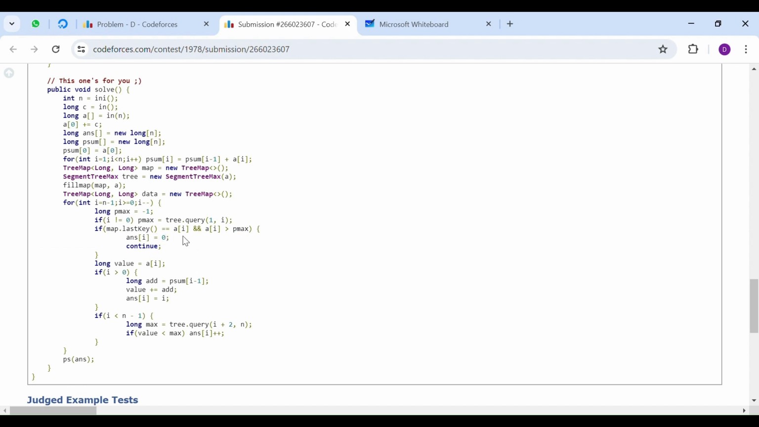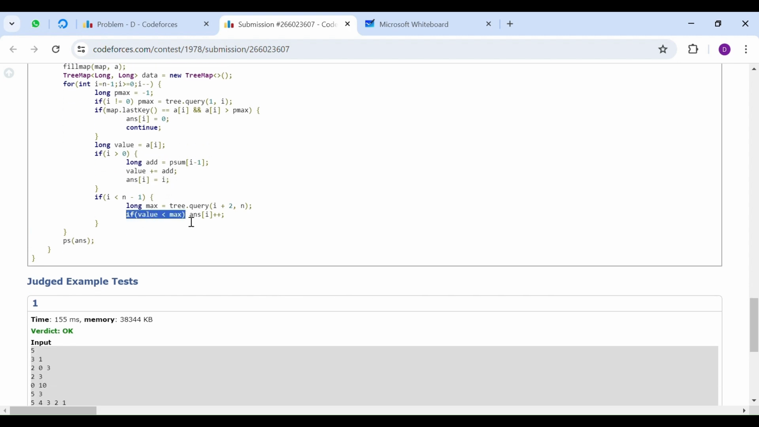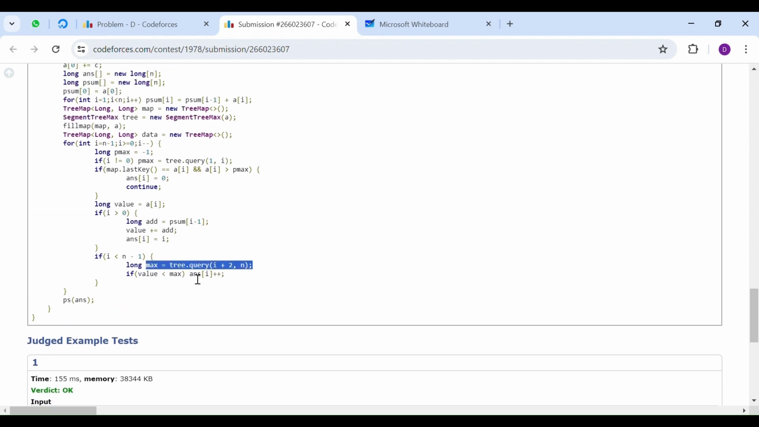Okay, if it is false, then you will need to add all of the values to your left. So I directly added the prefix sum of I minus 1, and I have removed I number of politicians. And now if your value is still less than the max of the right part, then you will need to add one more to your answer. I have used a segment tree to find the range max of the entire right side, but you can also do it with a simple map. I did it with a segment tree because it's very easy to use.